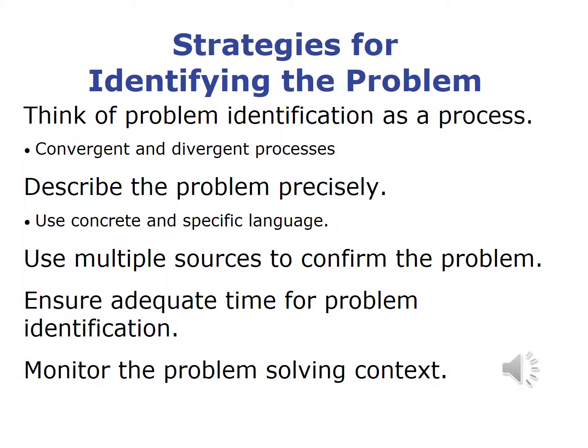We also want to describe the problem precisely, using concrete, measurable, and specific language. It is also important to use multiple sources to confirm the problem so that we are sure a problem exists. When identifying a problem, we should ensure that we allow adequate time. Oftentimes, problems are identified too quickly. As a result, the problem is not adequately described, which could inhibit potential solutions. Lastly, the problem-solving context should be monitored throughout the process.